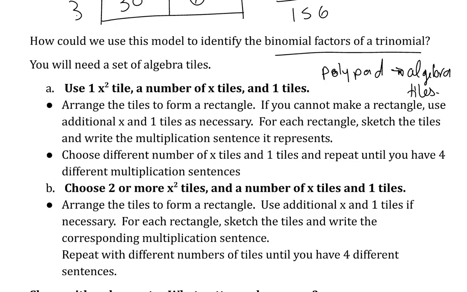show you why. So use one x squared tile, a number of x tiles, and 1 tiles. Arrange the tiles to form a rectangle. If you cannot make a rectangle, use additional x and 1s as necessary. For each rectangle, sketch the tiles and write the multiplication sentence it represents.